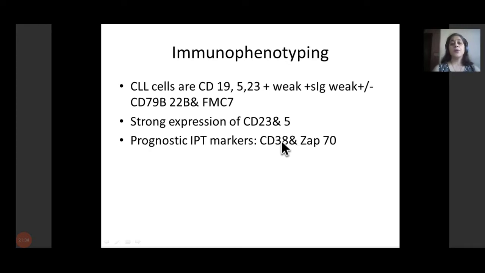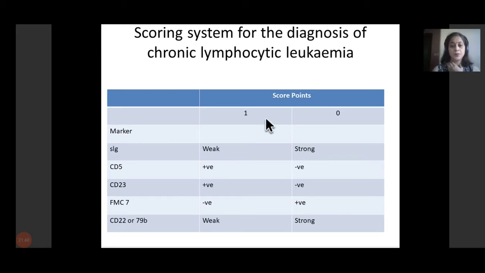There are two markers which have prognostic implications, CD38 and ZAP70. They are basically related to the IGVH gene mutation, as we discussed previously. So if they are expressed, the prognosis is poor.